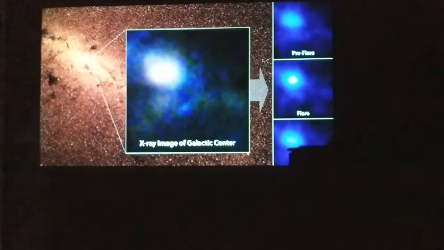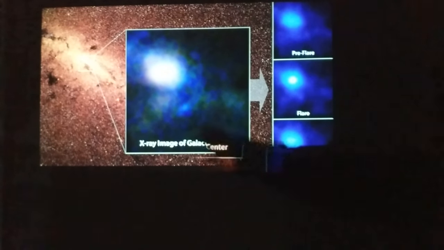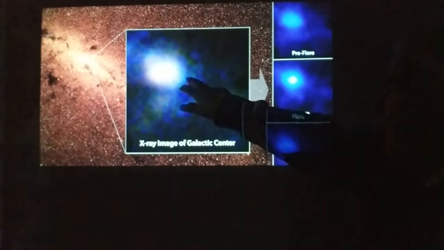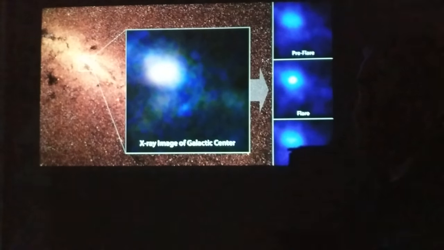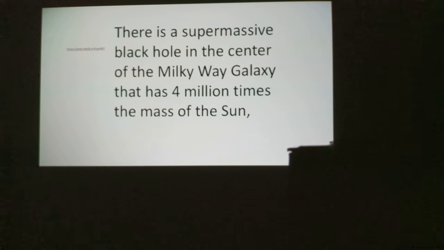X-rays can also be useful in seeing what's happening near the galactic center when events like flaring happen, which occurs due to the supermassive black hole in the center of the Milky Way. So we have a pre-flare and then a flare event, and X-rays are indicating extraordinarily hot, million-degree temperatures due to material possibly falling into the black hole or being disrupted by it. There is a supermassive black hole in the center of the Milky Way galaxy. It has about 4 million times the mass of the sun.